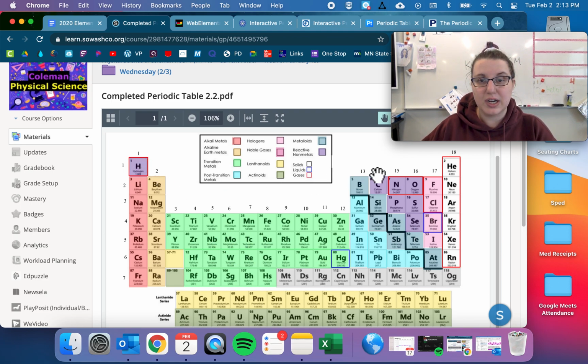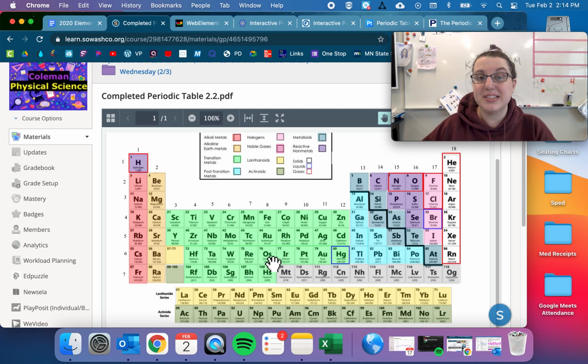Group number is across the top. Period number is along the sides. Like if you had, say, ruthenium here, RU, it'd be group number 8, period number 5, I think. It also tells you the symbol. So like ruthenium, the symbol is RU. Iron, the symbol is Fe, so it's like that abbreviation.